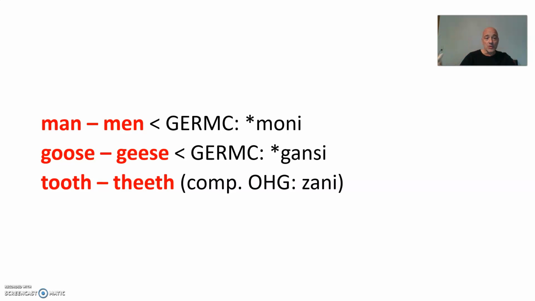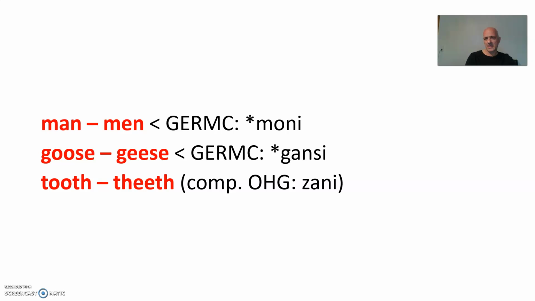Same true for goose. It was gansi. For those of you who want to have the whole story, gansi becomes gonsi, and gonsi becomes gos, and then goose. And the plural geese is due to I-Mutation once again. Gosi, gösi, geese. That must have been the rule. Therefore you have goose and geese today. And the same is true for tooth and teeth. So plural always I-Mutation.